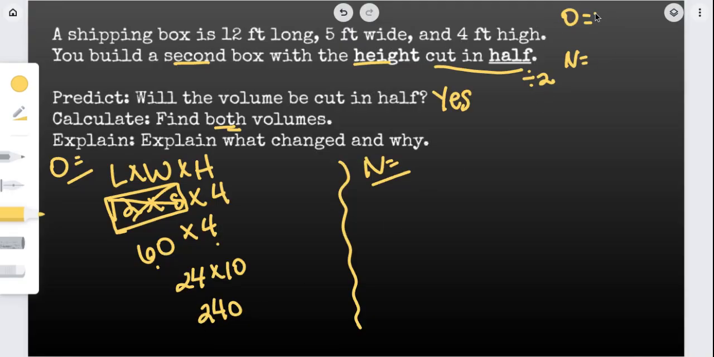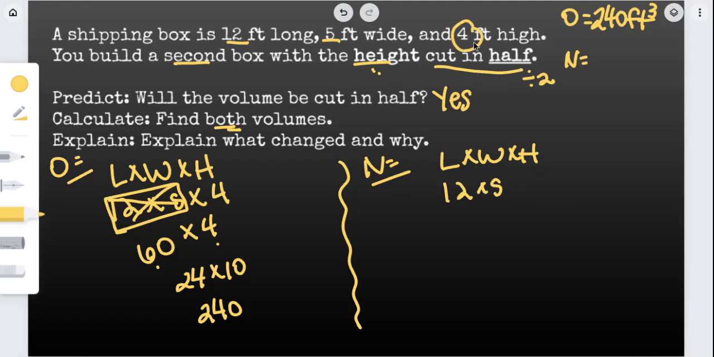So my original volume was 240 feet cubed. Now to get started on my new volume, I see that it's the height that I'm going to change. So length times width times height. I'm going to leave my height alone for a second and just work with my length and my width. So I have 12 times 5. That won't change. But my height will.